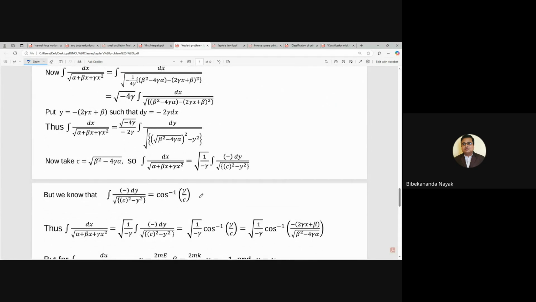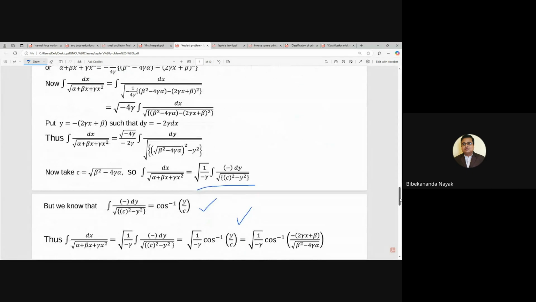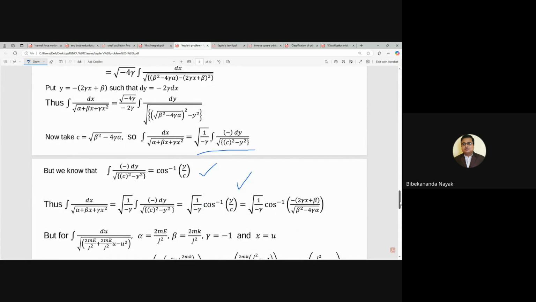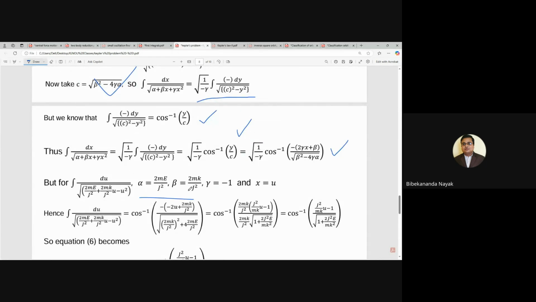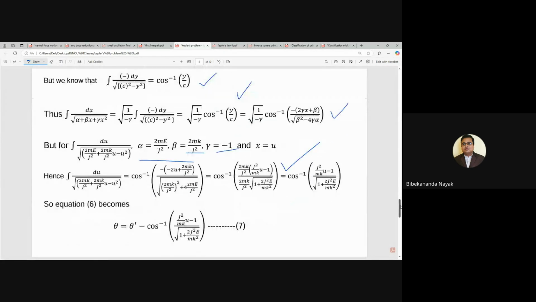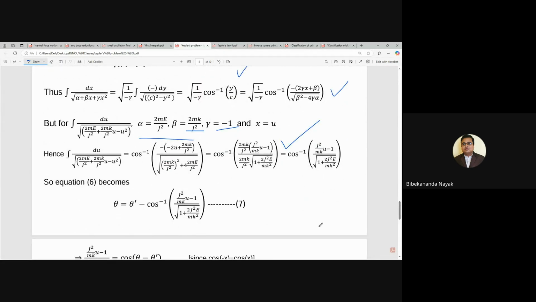This is basically cos inverse y by c, this minus 1 by gamma root over cos inverse y by c. Y by c, what do we substitute here? Y is this, c is this, putting in, this is the result. Alpha is this, beta this, gamma this, putting all the values, we found cos inverse of j square u by mk minus 1 by root of 1 plus j square 2e.